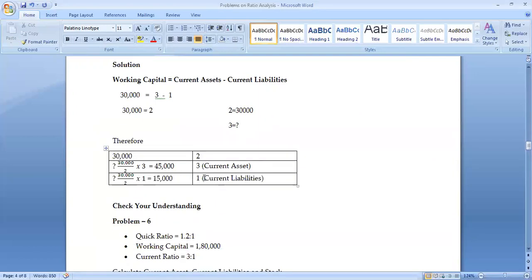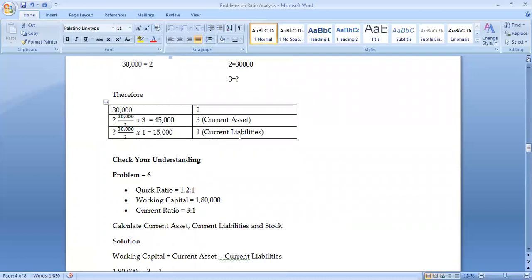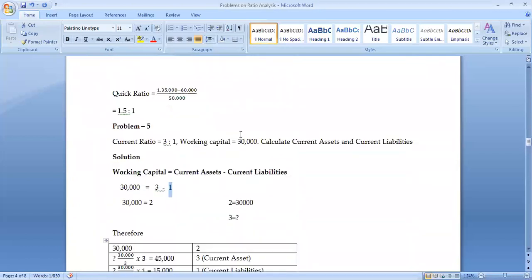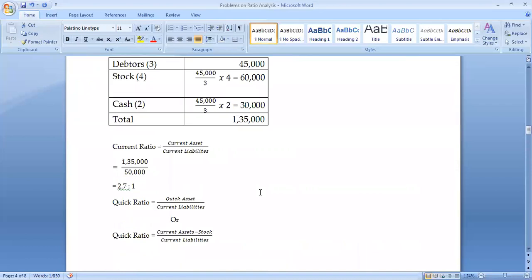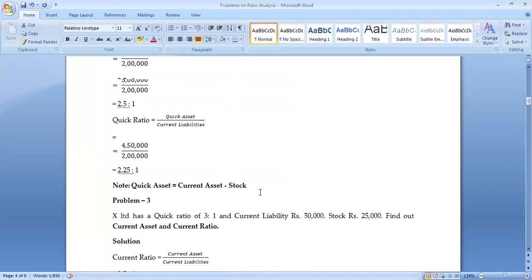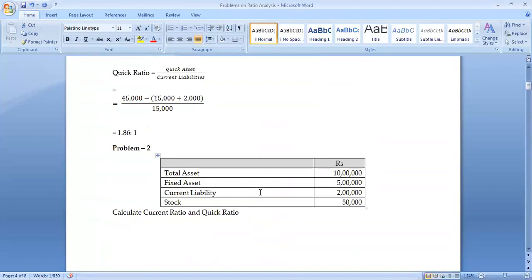In the same manner, proceed with the current liability. So 1 is the value for the current liability. So for 1 you have to find out. So for the 2 ratio it is 30,000, then for the 1 ratio how much comes, you will find out the current liability. Clear? Okay.